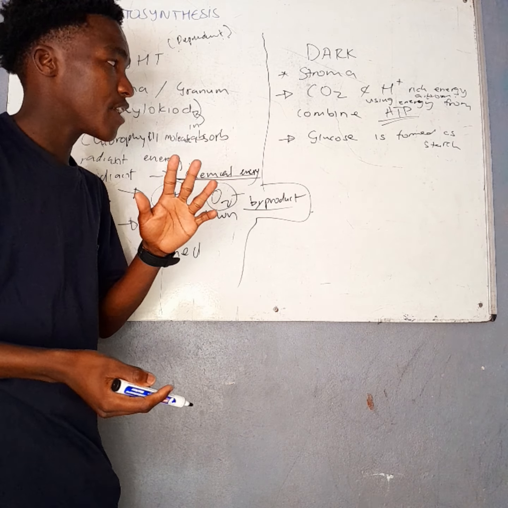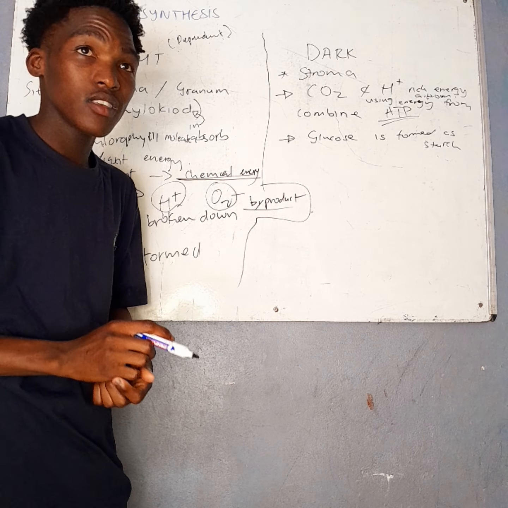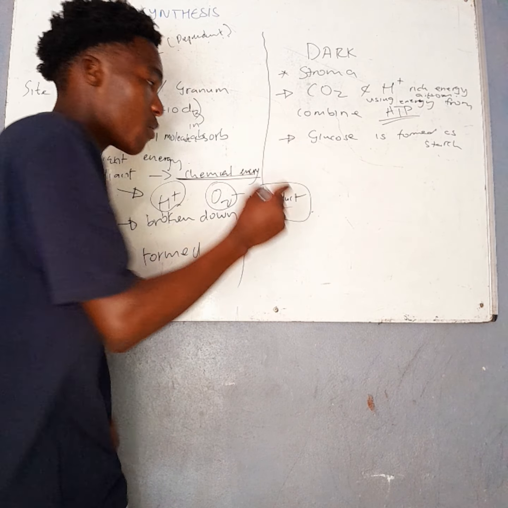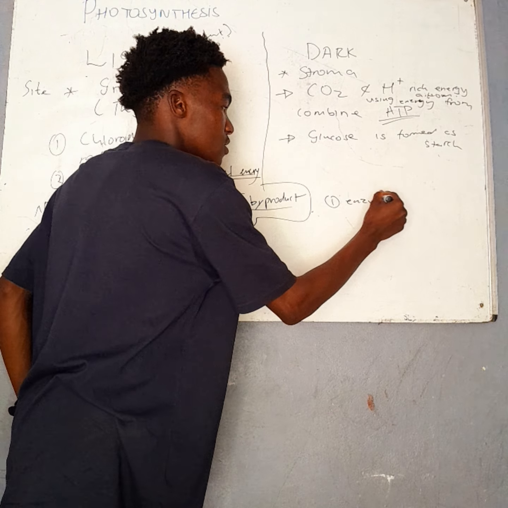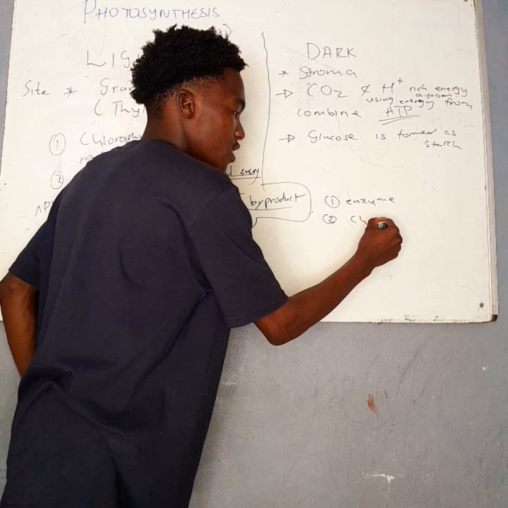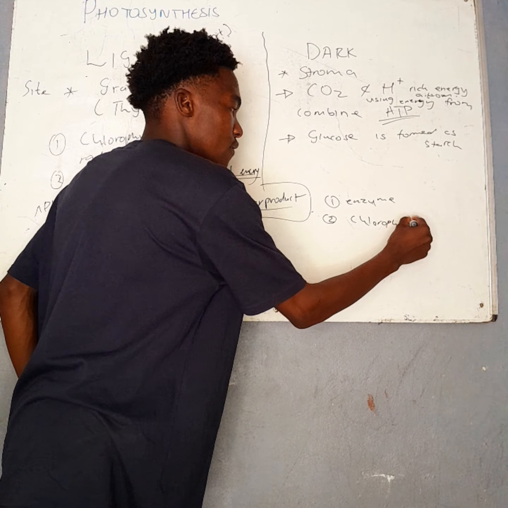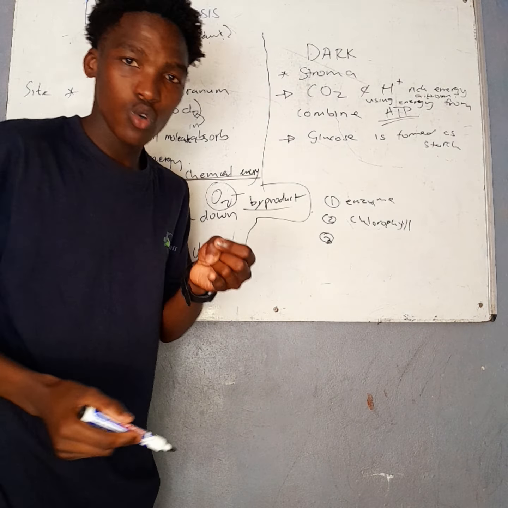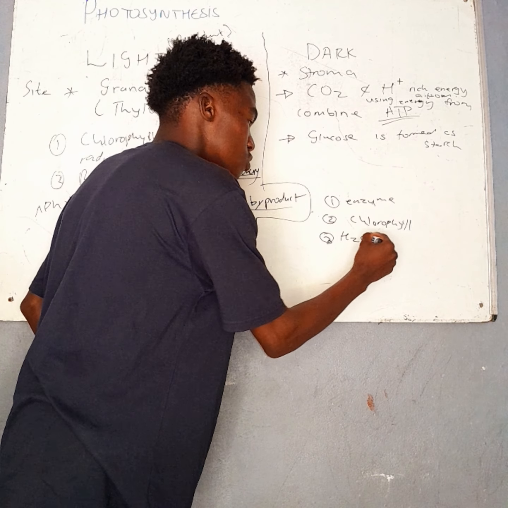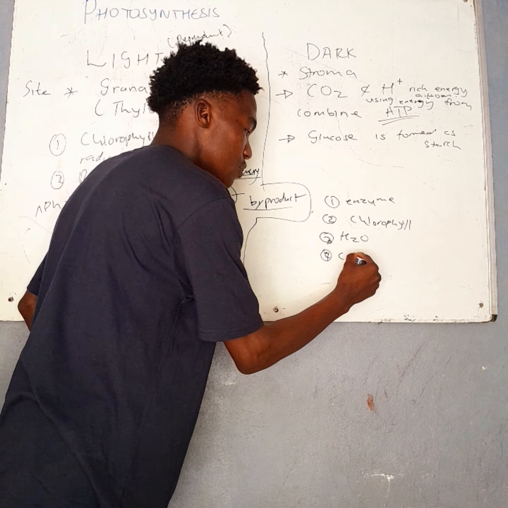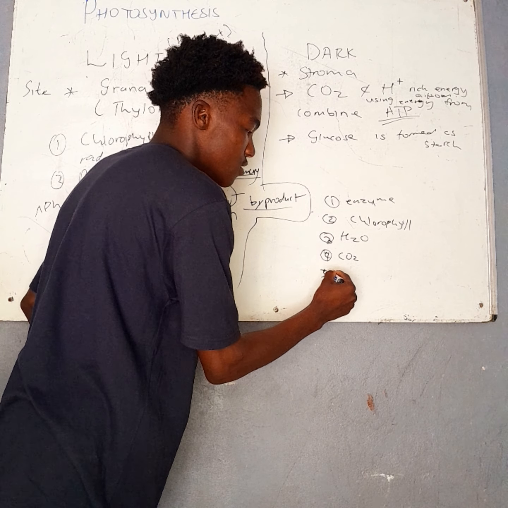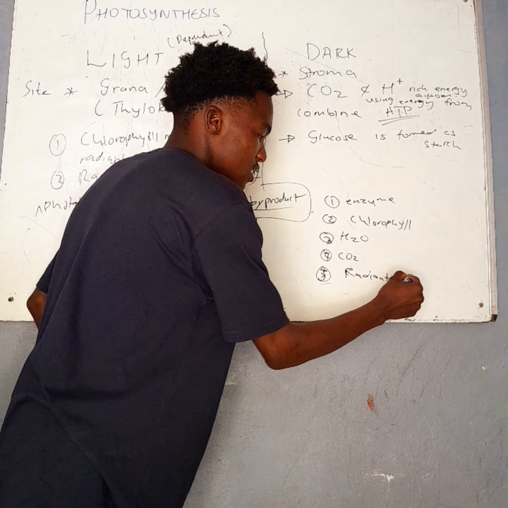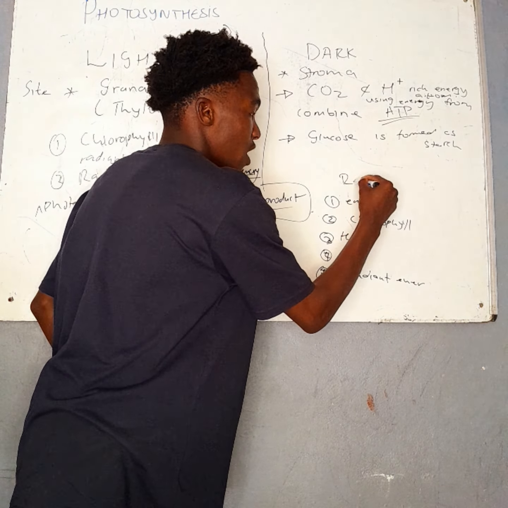So remember, there are 5 requirements, or we can say the reactants of dark phase and light phase in photosynthesis. Number 1, the enzymes, chlorophyll. Number 3 is H2O. And the 4th one is carbon dioxide. And the fifth one is radiant energy. Radiant energy is that one. You can easily just say sunlight. So these are the requirements.